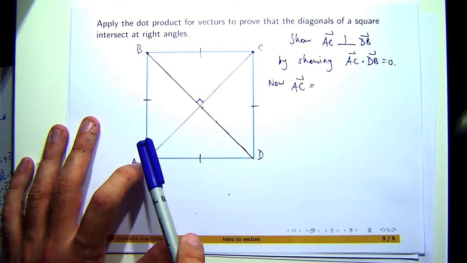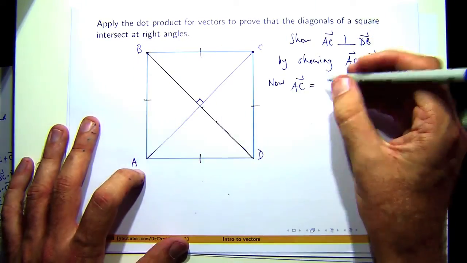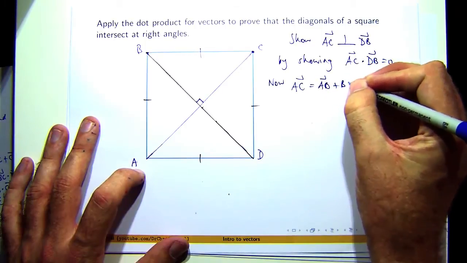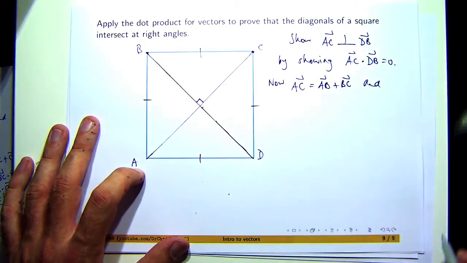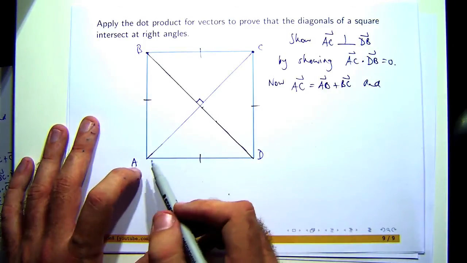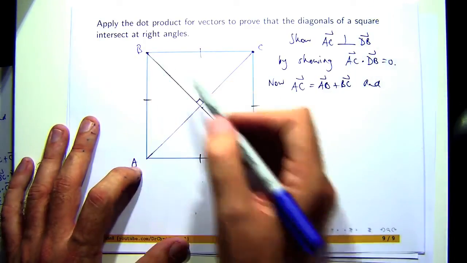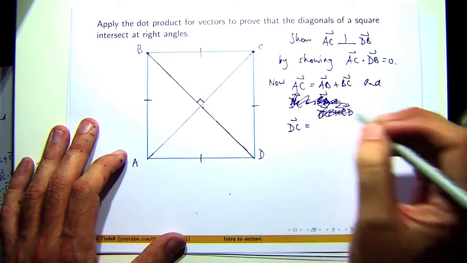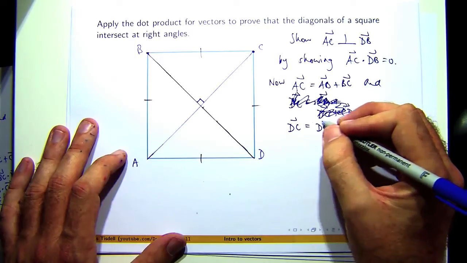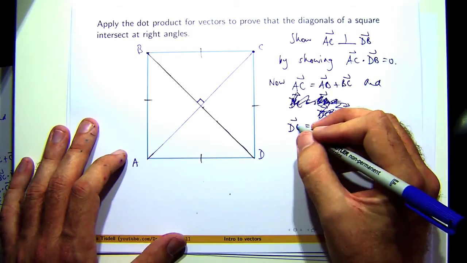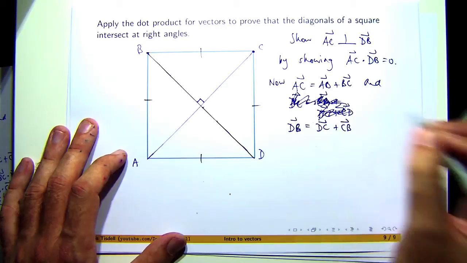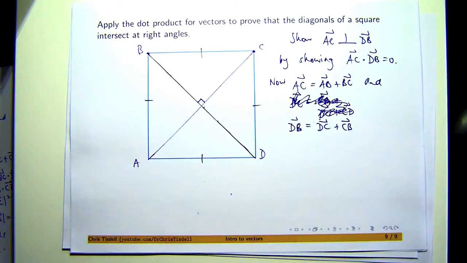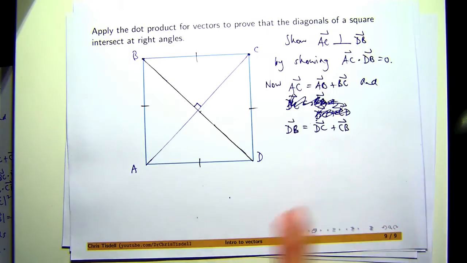So AC is going to be AB plus BC. You don't have to make these choices, but they're just the ones I've made. And DB is going to be DC plus CB, just again by the triangle rule. Now if you make a mistake, you can always check the algebra by covering up the middle letter.